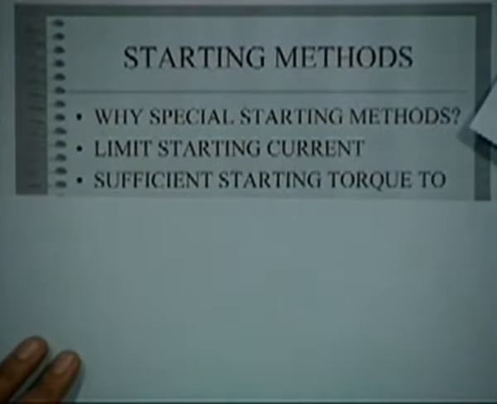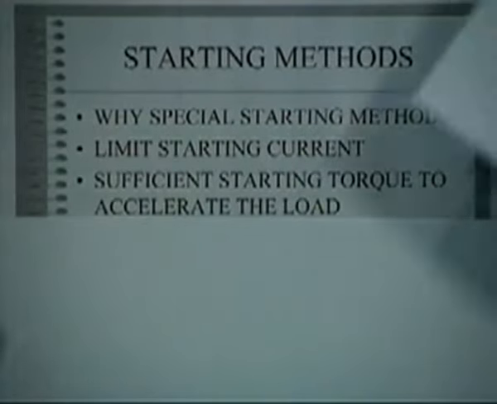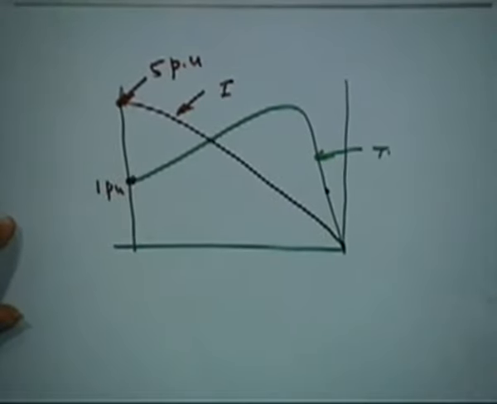Next, it must have sufficient starting torque to accelerate the load. If you limit the starting current and it doesn't produce enough starting torque, again that is no use. So it should be a compromise between good starting torque and a limited starting current, because the whole purpose of this exercise is to start against a load.